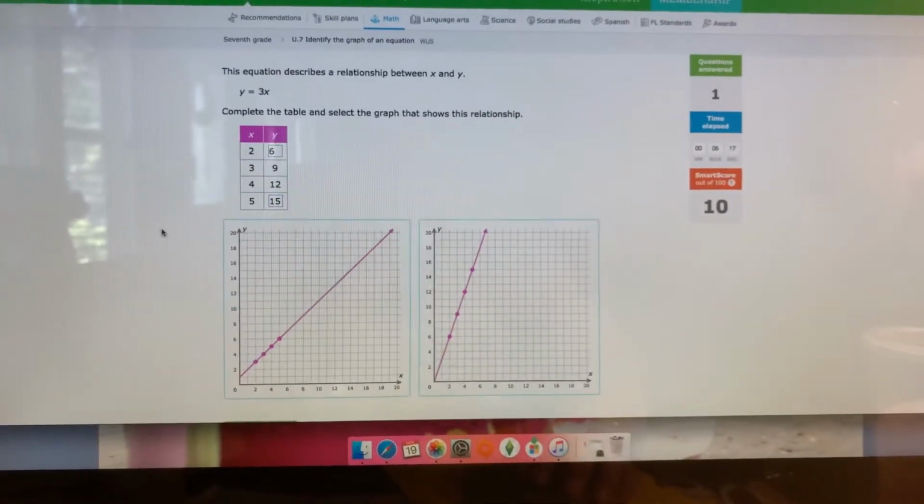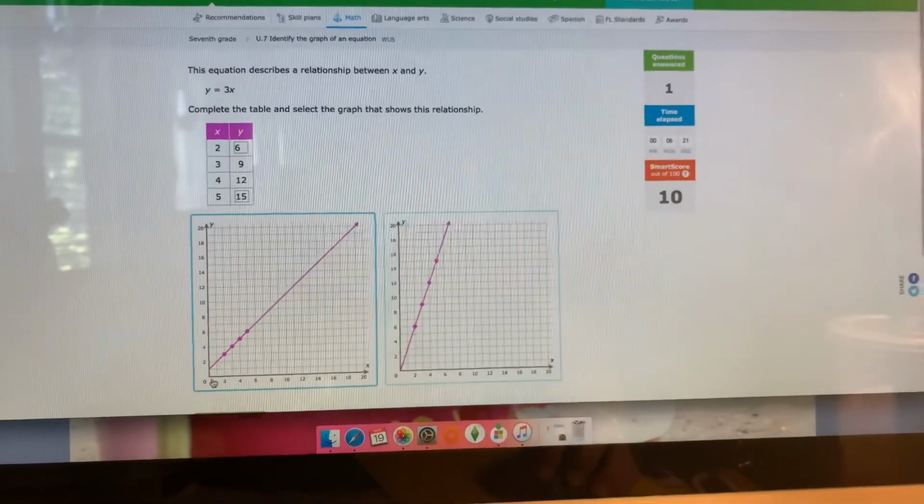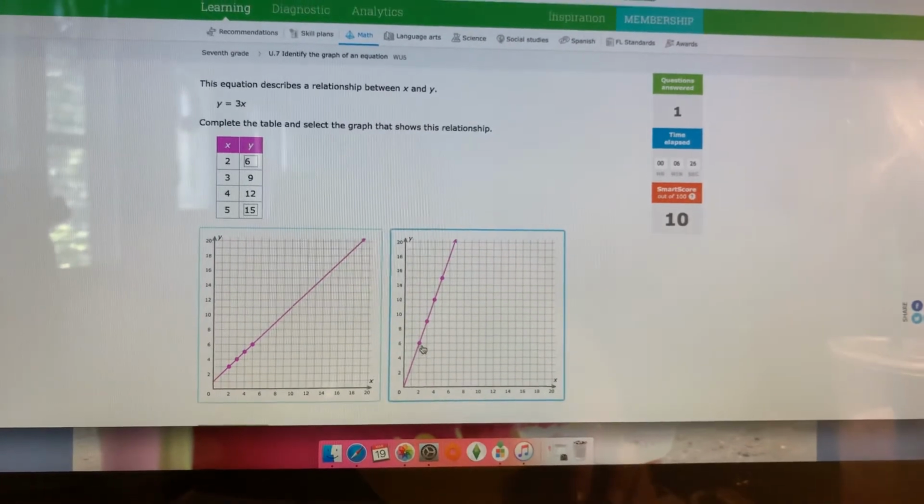And then to figure out which graph it is, again, we go over 2, up 6. So that's not it. Over 2, up 6. No, they only went up 3. Over 2, up 6.